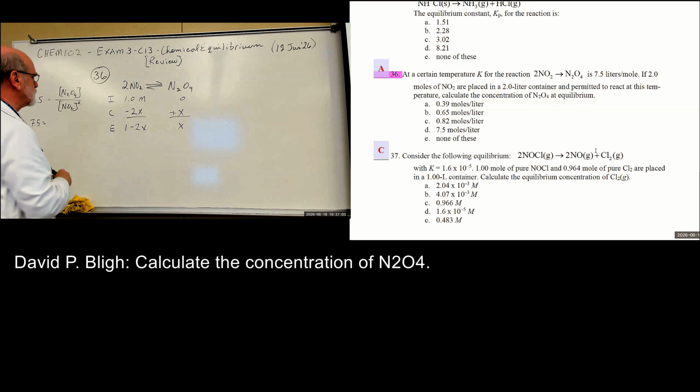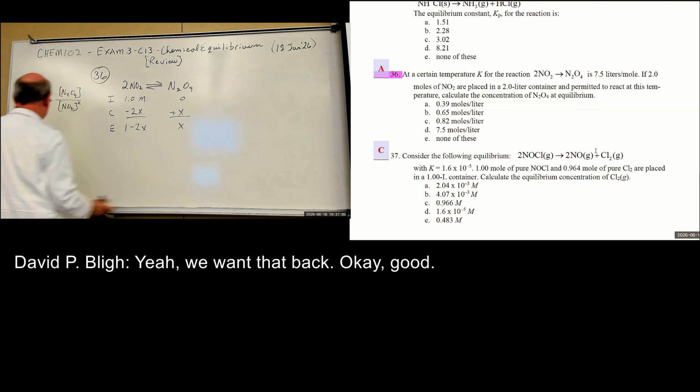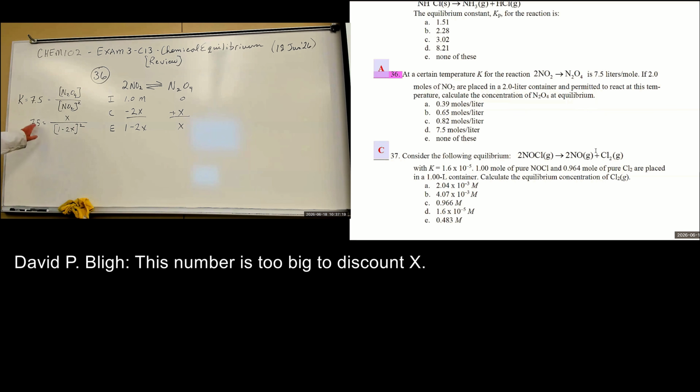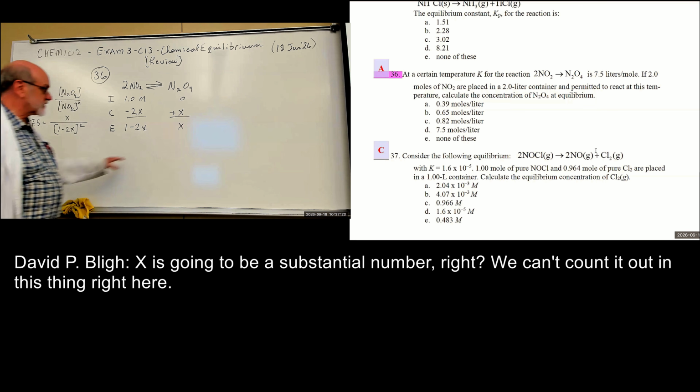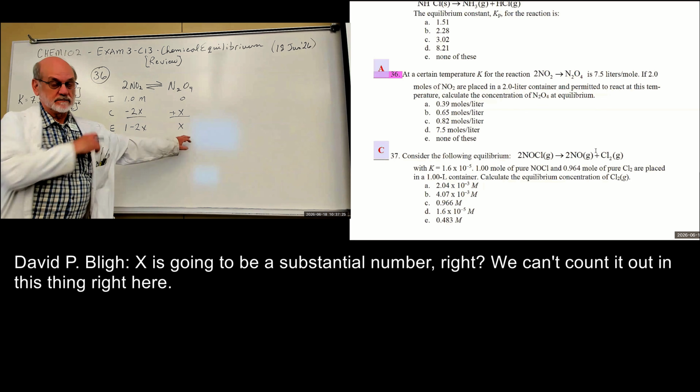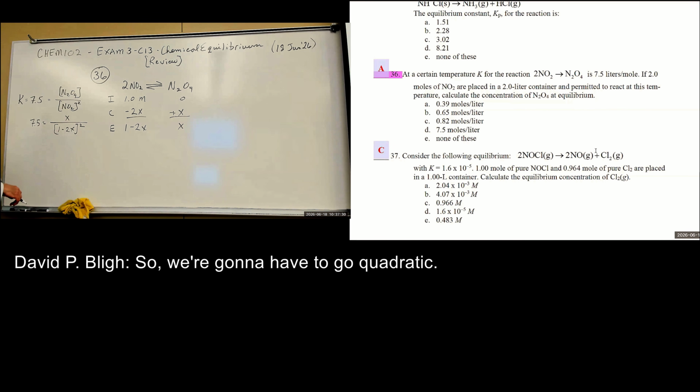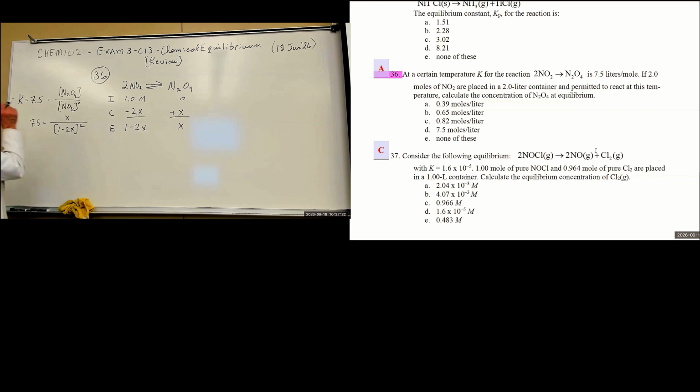Calculate the concentration of N2O4. Yeah, we want that value. Okay, good. N2O4 is X up here. Down here is (1 minus 2X) squared. This number is too big to discount X. X is going to be a substantial number, right? We can't count it out in this thing right here. So we're going to have to go quadratic. All right.